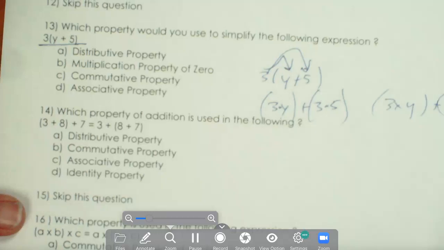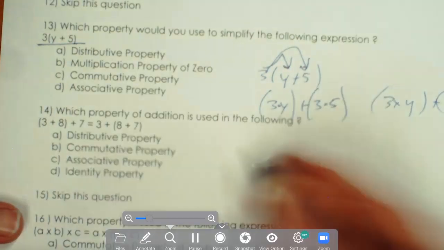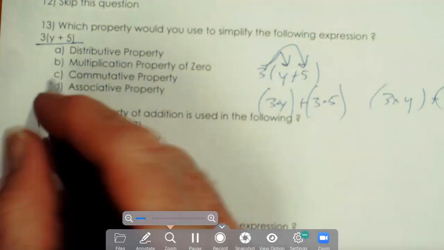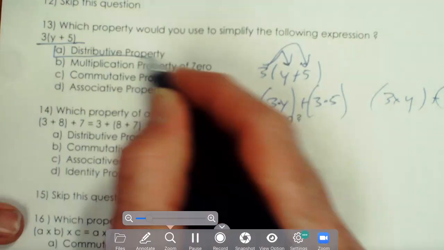And I usually put in parentheses. You certainly don't need to. Order of operations will kick in there. So that would be the distributive property I would use.